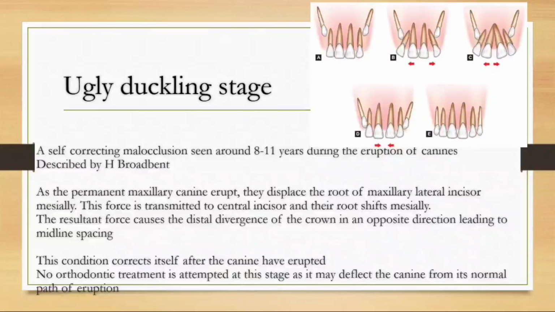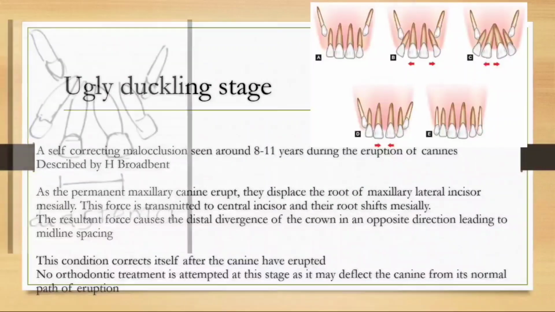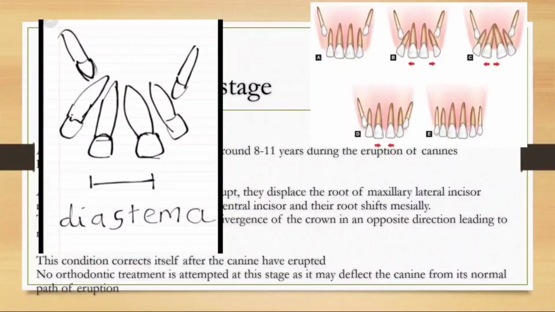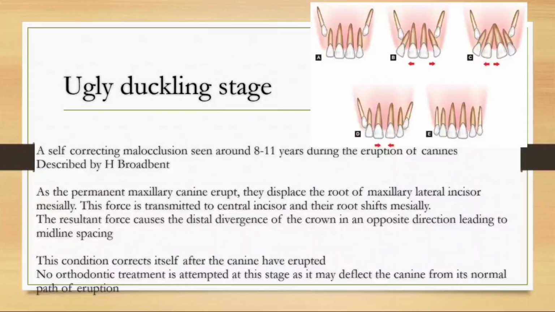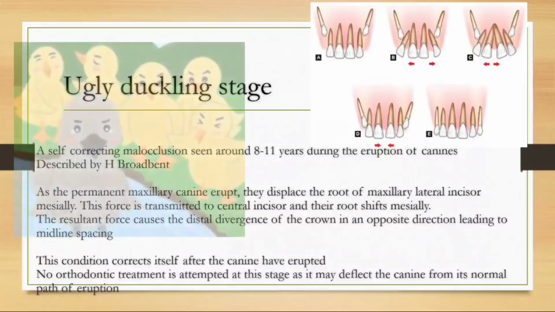So it is a metaphor for the temporary ugly look of 8 to 11-year-old kids, where they feel they are very ugly because of the presence of midline diastema. But it will be easily corrected automatically within 2 to 3 years, just like how the ugly duckling became a beautiful swan.